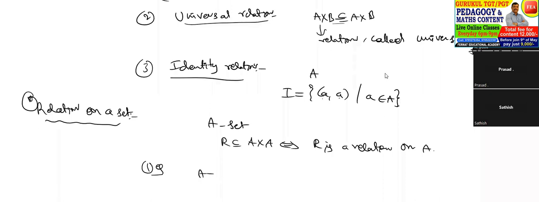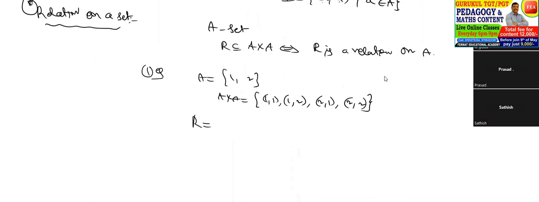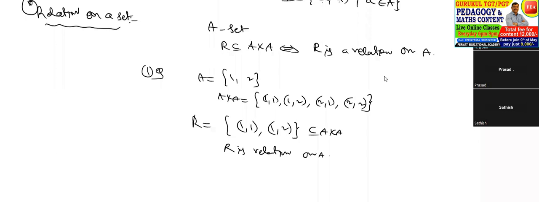For example, you start with any set, say A equals {1, 2}. What is my A cross A? My A cross A is {(1,1), (1,2), (2,1), (2,2)}. This is the set of all ordered pairs from A to A. Now take any subset, say R = {(1,1), (1,2)}. It is always a subset of A cross A, therefore R is a relation on set A. Any subset of A cross A is one relation from A to A, or a relation on set A.